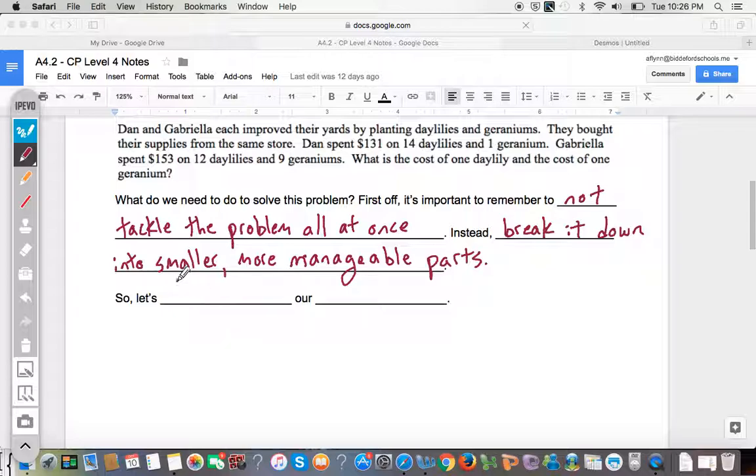Okay, so first, let's define our variables. Okay, so for this situation here, we are dealing with daylilies and geraniums. Okay, so what is the cost of 1 daylily and the cost of 1 geranium? So let's say D will represent daylilies. And G will represent geraniums.